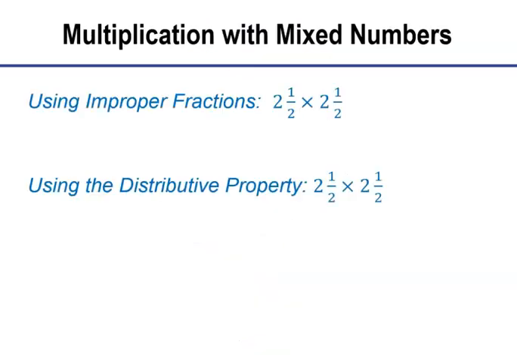Now look at these two problems, or one problem. We want to use improper fractions to multiply 2.5 by 2.5. And notice it says improper fraction. You remember what the definition for an improper fraction is, right?